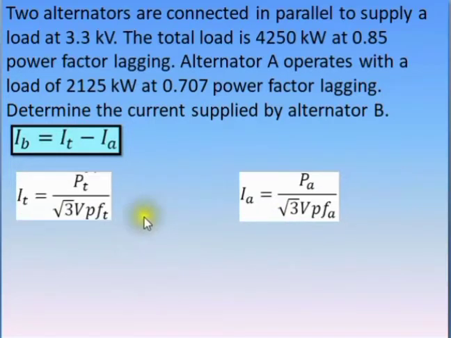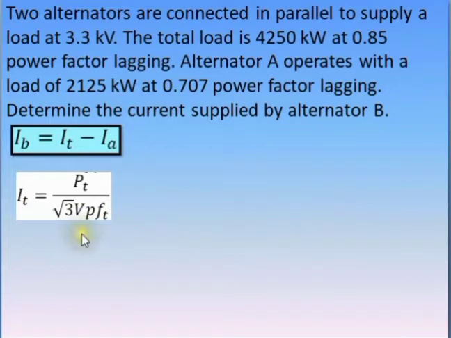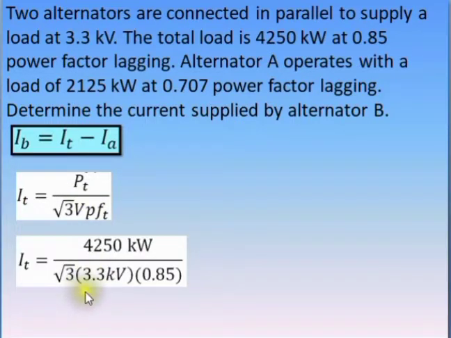Unahin po natin dito yung total current. I-substitute po natin yung total power dito which is 4,250 kilowatts. Divide this by square root of 3 and also the voltage which is 3.3 kilovolts and its power factor which is 0.85. Therefore, we have here 874.773 amperes. Pero syempre, kailangan din po natin kunin yung kanyang angle.